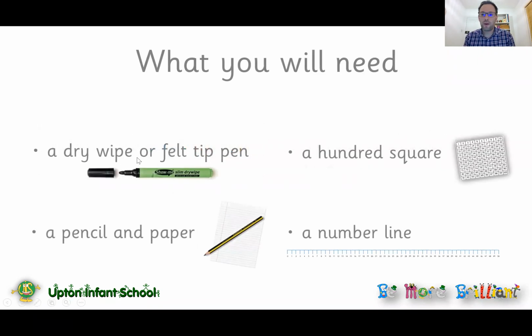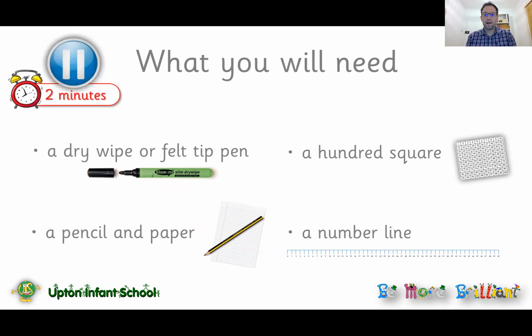So to get started, you'll just need to collect some things before our lesson. As usual, you will need a dry white pen, a 100 square, a pencil and paper, and if you've got one, a number line would be helpful. So pause the video here. I'm going to give you 2 minutes to run off and collect all of those things. I'll see you in a couple of moments.